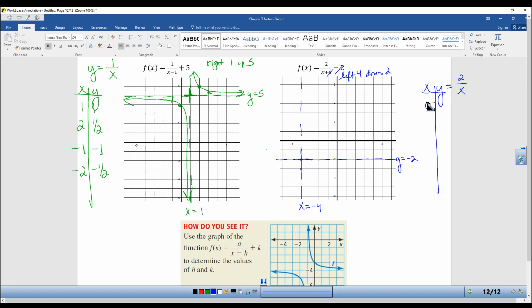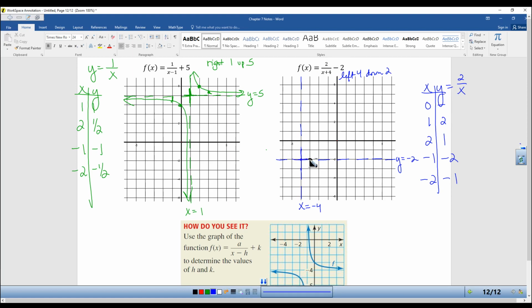So x is 0, not possible. 1, 2, 2, 1. That should be enough. So I skipped my negatives. Negative 1, negative 2, and negative 2, negative 1. And if you're thinking, wow, you make those tables really quickly, can I just do it in my head? You could do it in your head. That's because I'm not using the 4 and the 2. Think about how much harder it would be to make these tables with that. And that's why this is such a great system.